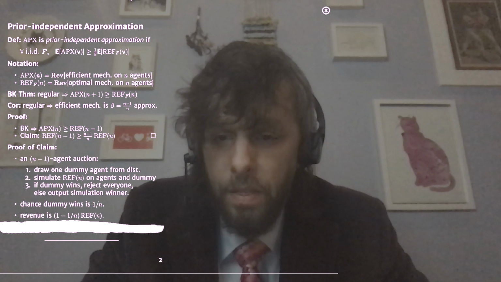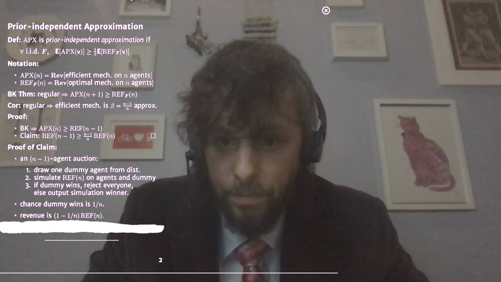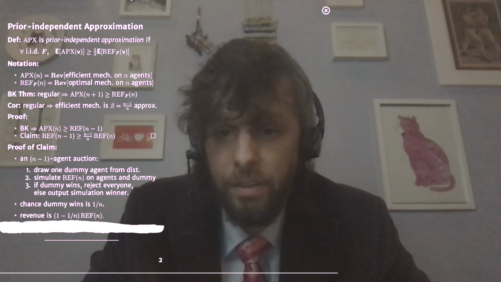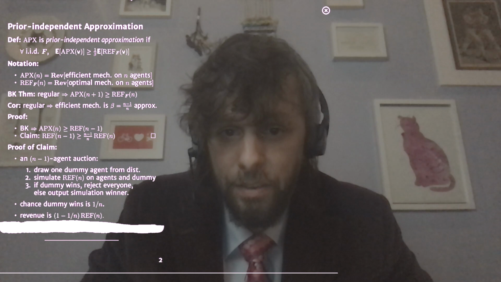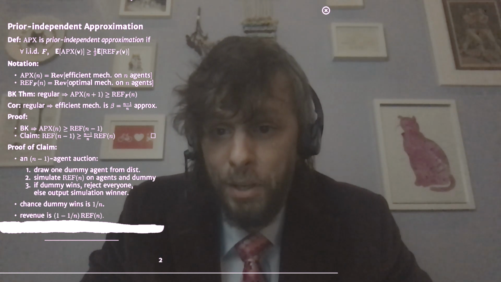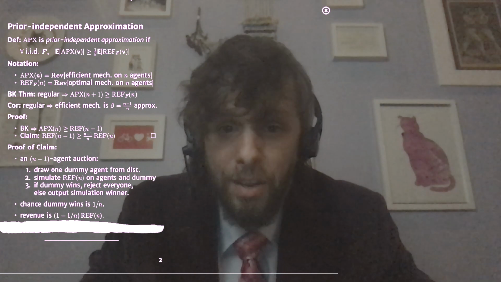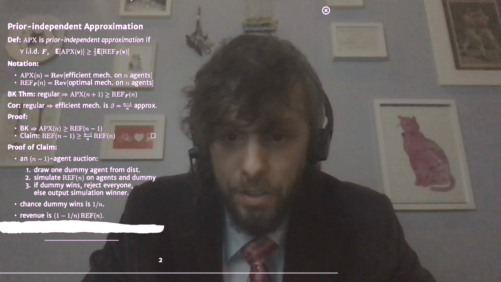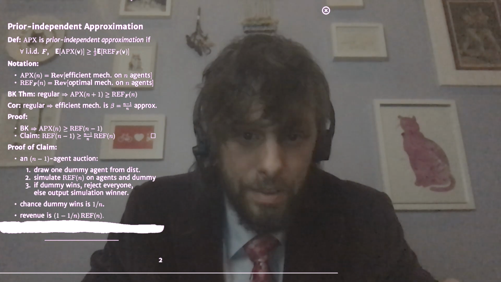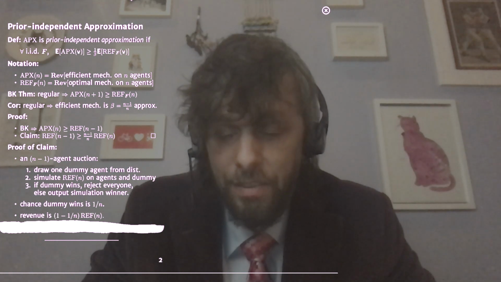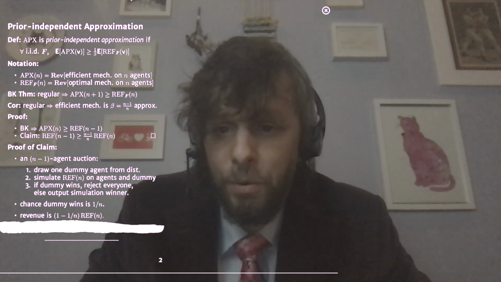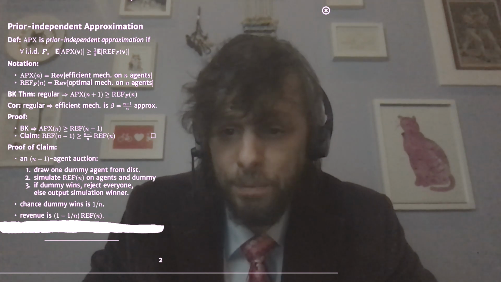Thus, we can conclude that the revenue of this auction is a 1 minus 1 over n fraction of the revenue of the optimal auction with n agents. Why is this? Well, we have n agents, a 1 minus 1 over n fraction of the time the outcome is the same as the outcome of the optimal auction, and 1 over n fraction of the time we end up getting the dummy agent as the winner and having 0 revenue. So the revenue is a 1 minus 1 over n fraction of the optimal revenue.